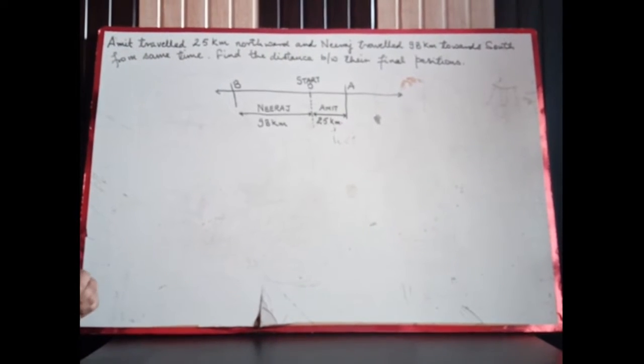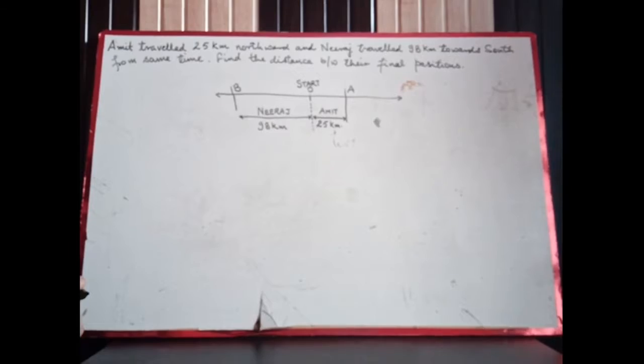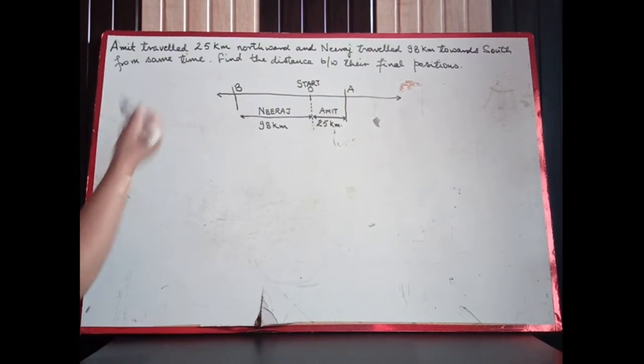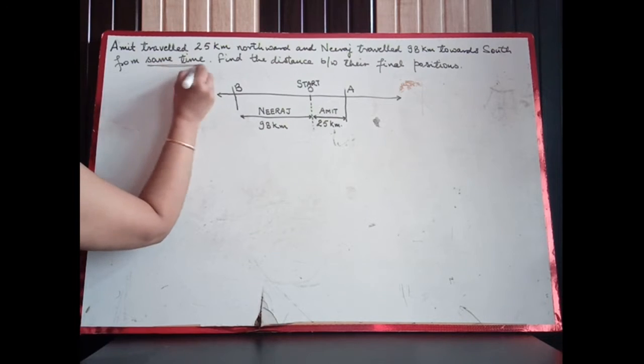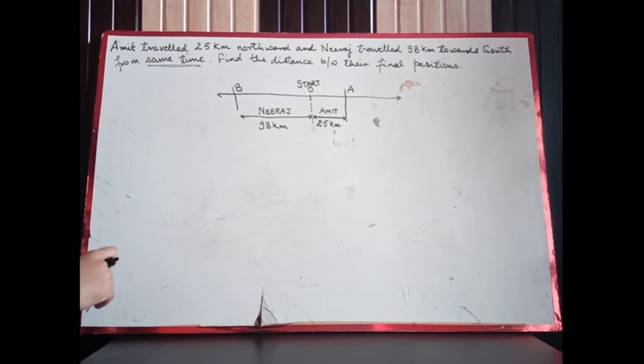Today we will solve word problems on addition and subtraction of integers. Let's take an example of what type of word problems we can have. Amit traveled 25 kilometers northwards and Neeraj traveled 98 kilometers towards south from the same point. Same point, consider this thing. Find the distance between their final positions.